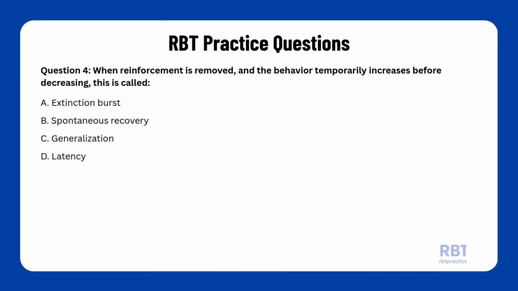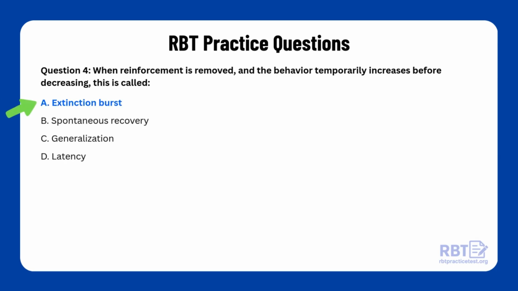Question number 4. When reinforcement is removed and the behavior temporarily increases before decreasing, this is called A. Extinction burst. B. Spontaneous recovery. C. Generalization. D. Latency. The correct answer is A.